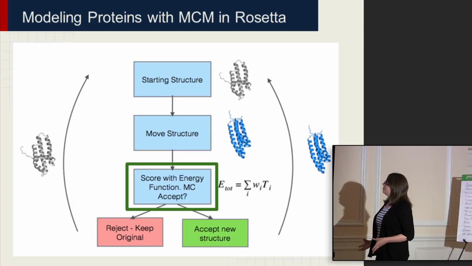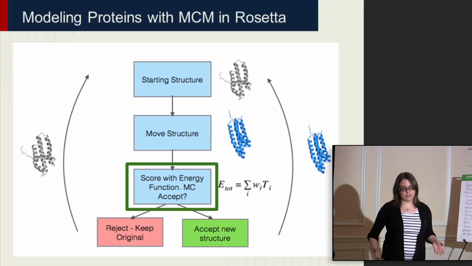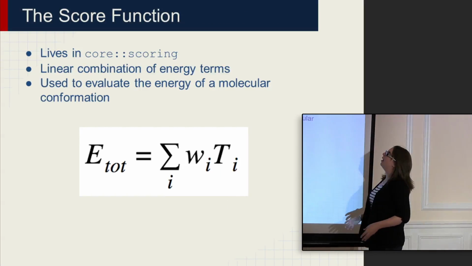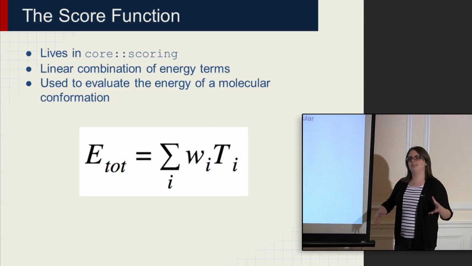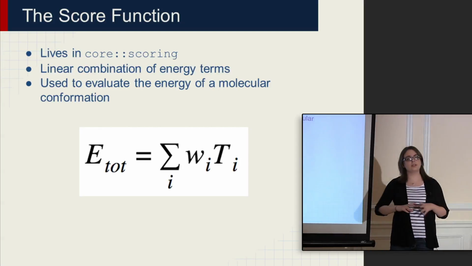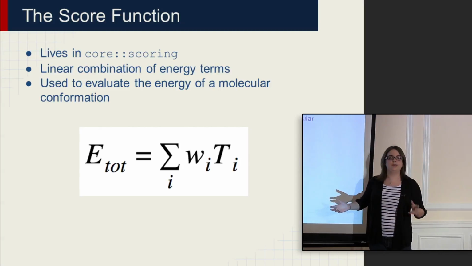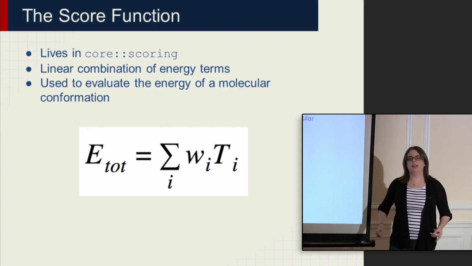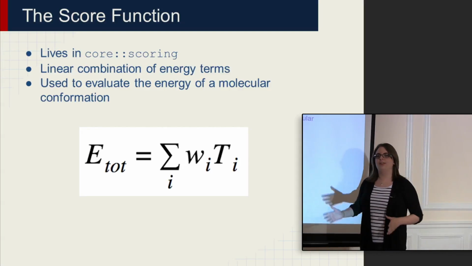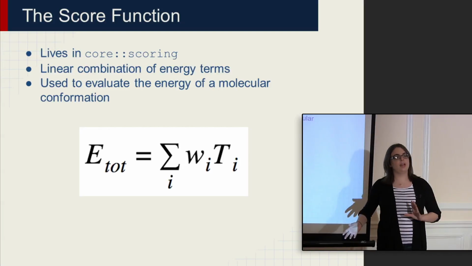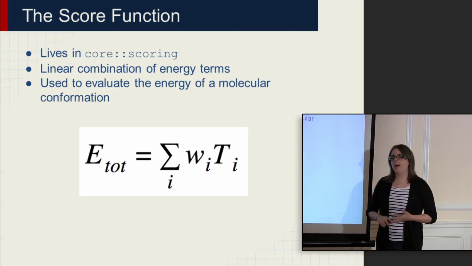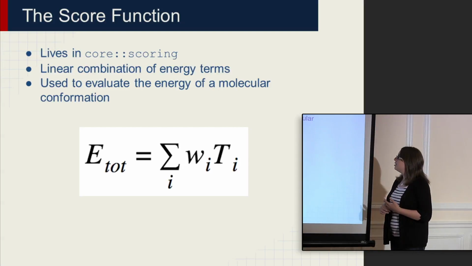So after you've moved your structure, the next thing you might want to do is to actually score it. And the class that you'll use for this is the ScoreFunction. The ScoreFunction and all scoring related things most likely live in the namespace core.scoring. And a ScoreFunction is just a linear combination of different energy terms. So you might have heard of the attractive or repulsive terms in Rosetta. I think right now there's something like 150 different terms between different energy functions, and they do all different types of things. There are terms for membranes, RNA, DNA, and regular protein structures.